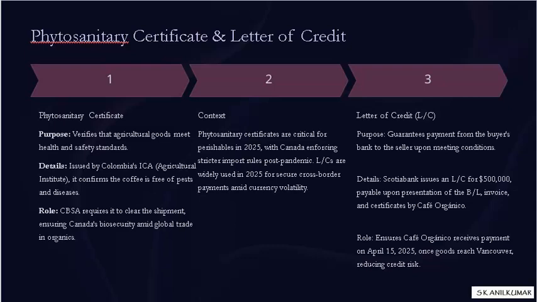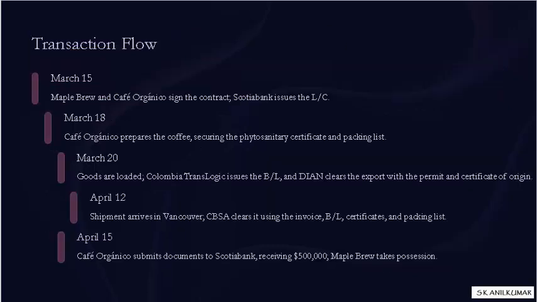So it is at sight. What are the documents? The BL, the quality certificate, certificate of origin, invoice, etc. The role is that the shipper, Café Orgánico, will receive the payment once the documents are compliant. So this will reduce the risk. It is a widely used payment mechanism, and because of the letter of credit, a bank, a third party, is stepping in to ensure the documents comply with the various regulatory requirements as per the terms and conditions of the LC.